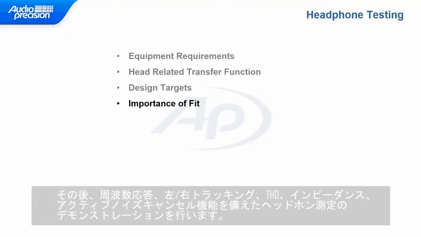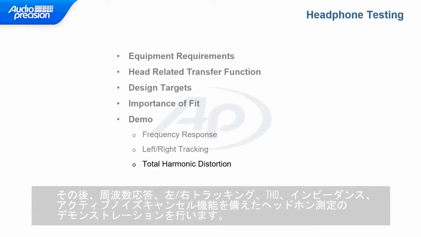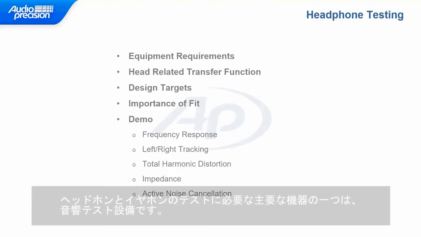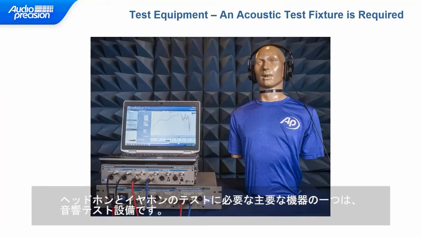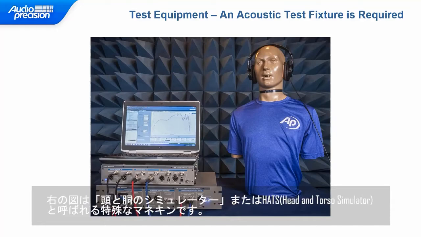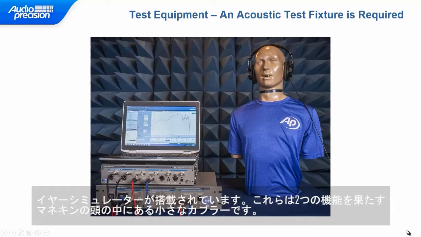We'll then do a demonstration of headphone measurements featuring frequency response, left-right tracking, total harmonic distortion, impedance, and active noise cancellation performance. One of the key equipment items needed for testing headphones and earphones is an acoustic test fixture. The one shown here on the right is a special mannequin called a head and torso simulator, or HATS. It's equipped with ear simulators. These are small couplers inside the mannequin's head that serve two functions.